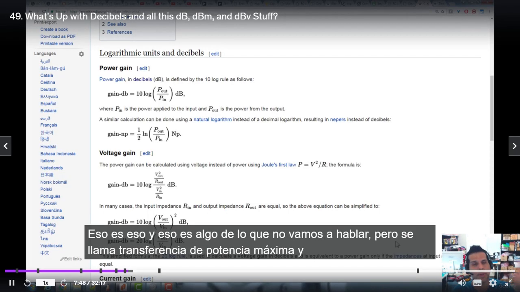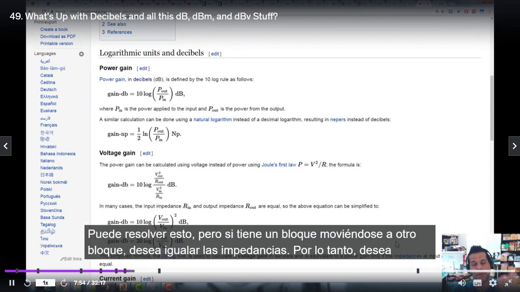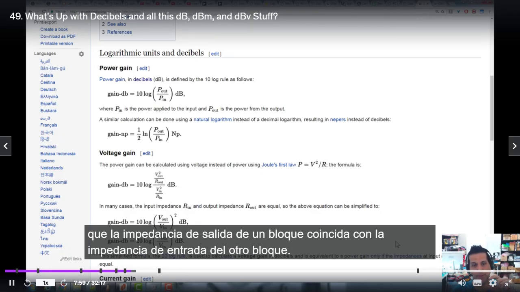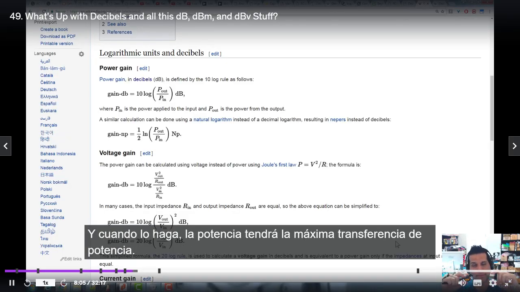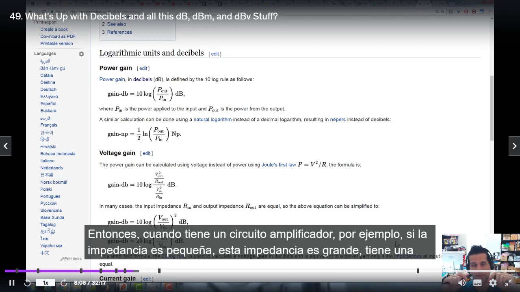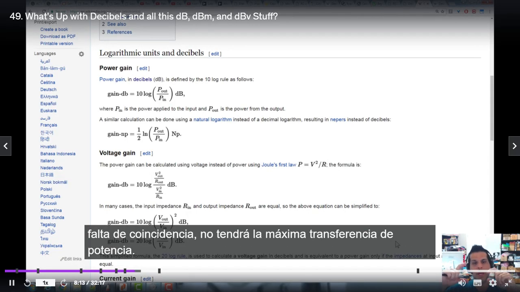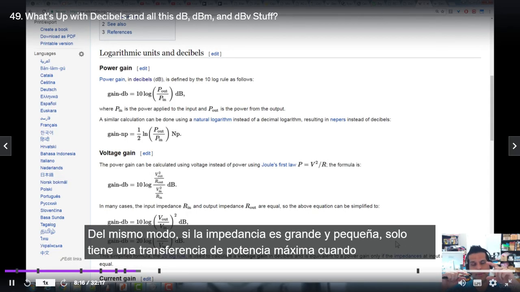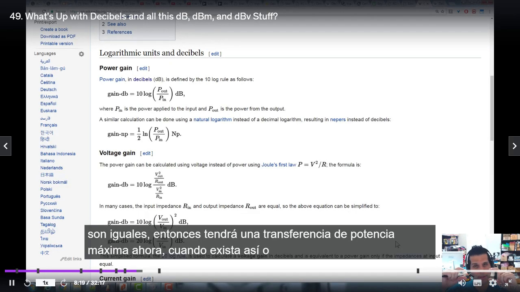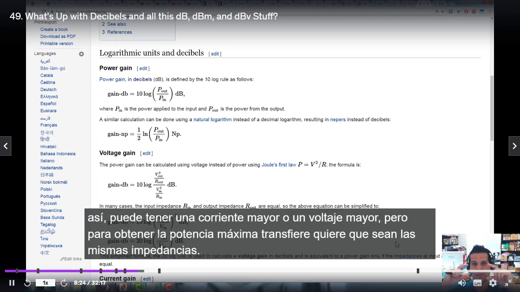And that is something we're not going to talk about, but it's called maximum power transfer. And to have the maximum power transfer in a circuit, you can figure this out, but if you've got one block moving into another block, you want to match the impedances. So you want the output impedance of one block to match the input impedance of the other block, and when you do that, you'll have the maximum power transferred. So when you have an amplifier circuit, for example, if the impedance is small and this impedance is large, you've got a mismatch. You won't have maximum power transfer. Likewise, if the impedance is large and small, you won't have maximum power transfer. When they're equal, then you'll have maximum power transfer. Now, when they're like this or like this, you may have a larger current or a larger voltage, but to get maximum power transfer, you want them to be the same impedances.